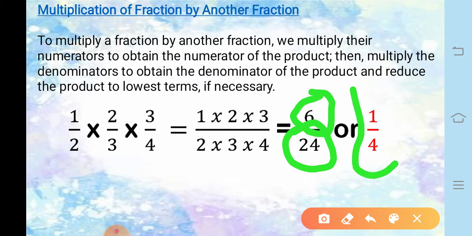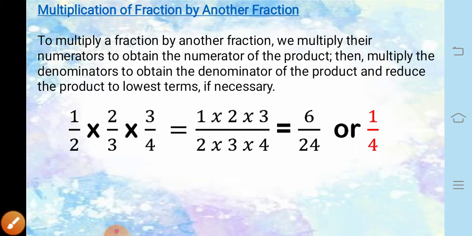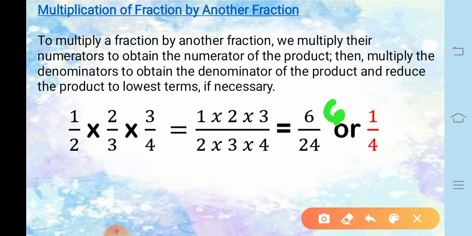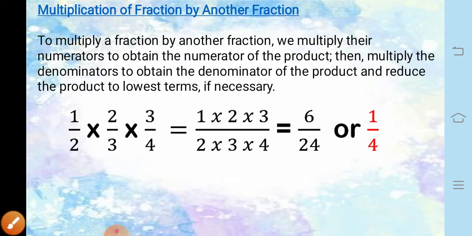Bakit nga 1/4? Because we reduced 6 over 24 into lowest terms, which is 1/4. We divide the numerator and denominator by 6. So 6 divided by 6, we have 1, and then 24 divided by 6, we get 4. That's why we have the final answer of 1/4.